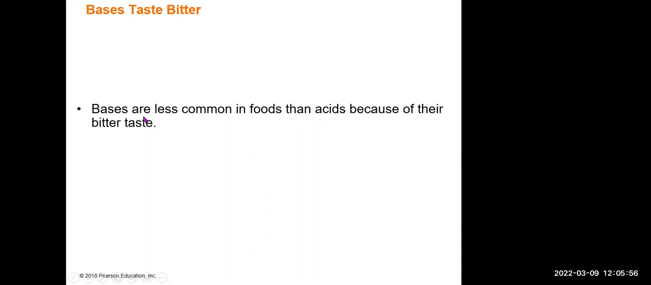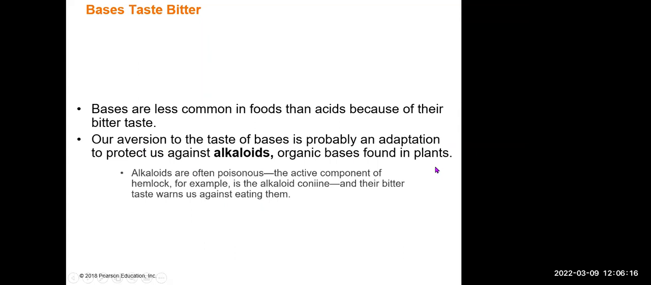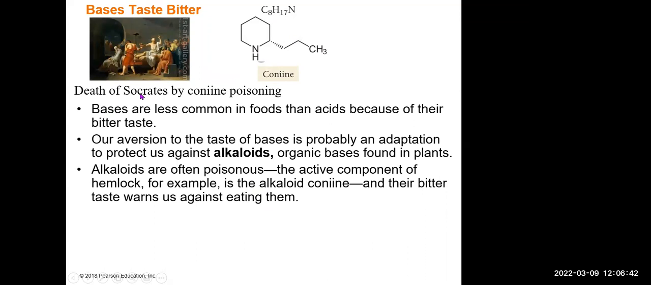Bases taste bitter. Bases are less common in food than acids because of their bitter taste. Our aversion to the taste of base is probably an adaptation to protect us against alkaloids, which are organic bases found in plants. Alkaloids are often poisonous. The active component of hemlock, for example, is the alkaloid coniine, and its bitter taste warns us against eating it. Here is the molecular formula and structure of coniine. The death of Socrates was by coniine poisoning, as shown in this painting.